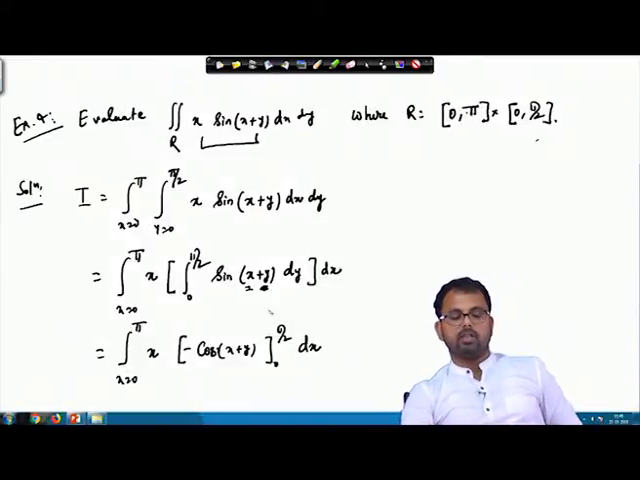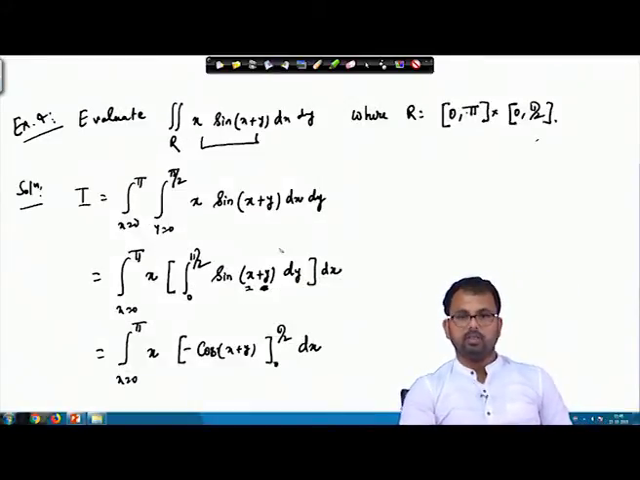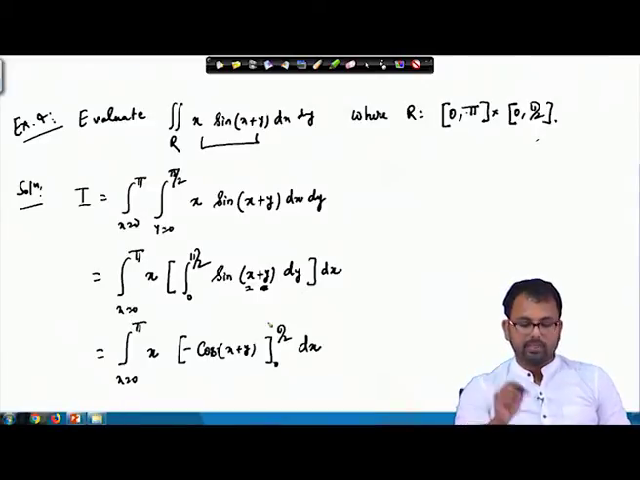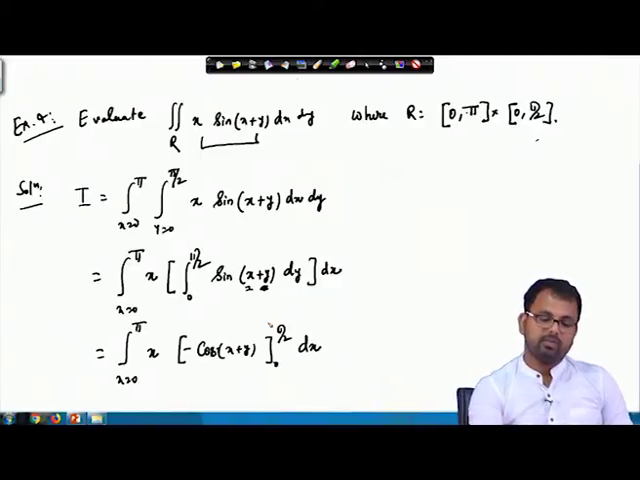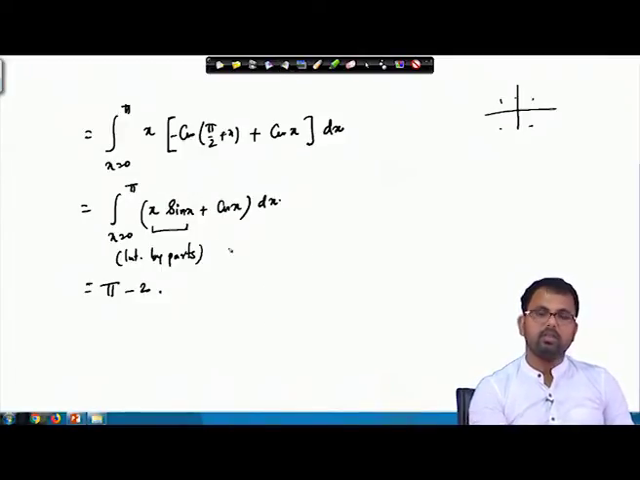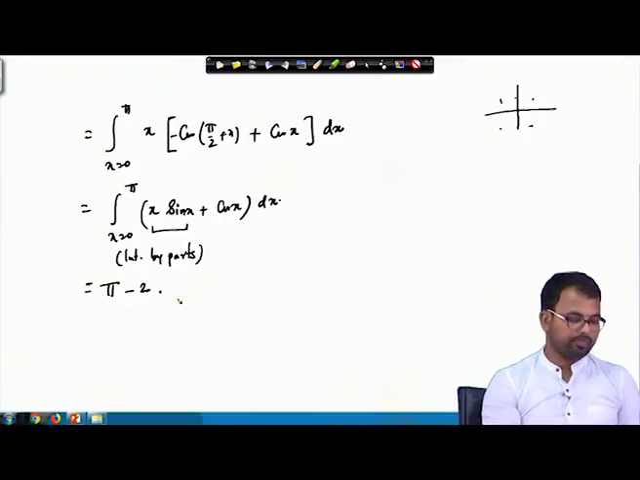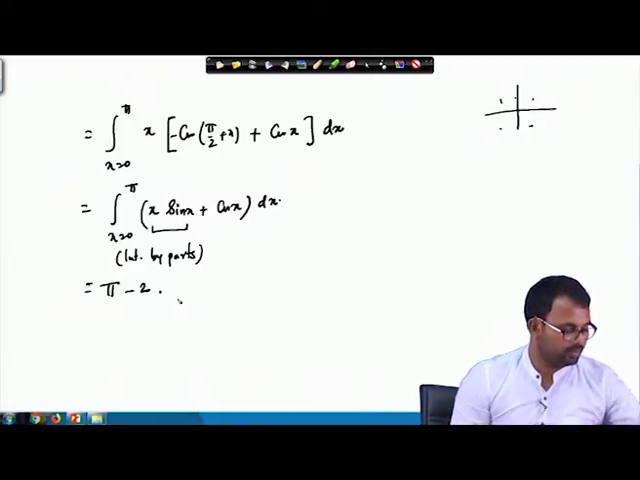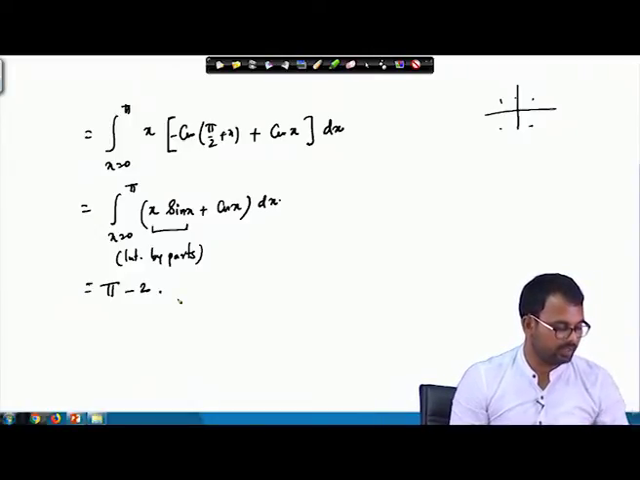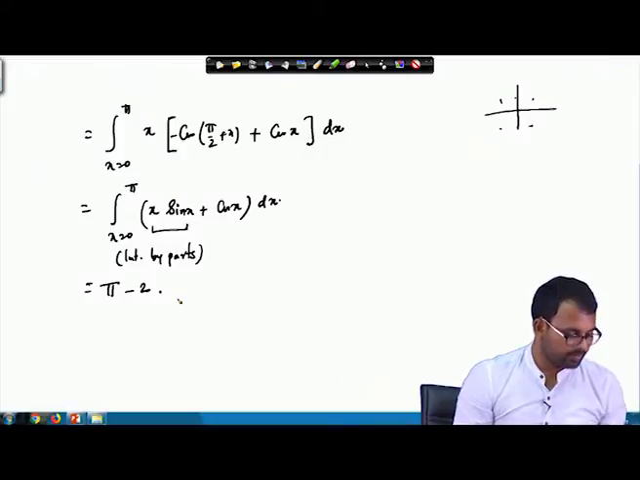So, here also we started with a given double integral. Here we started with treating x as constant, and we integrated with respect to y first, and afterwards we integrated with respect to x. And if you do this integration by parts, then ultimately you will obtain pi minus 2 as the answer. So, this was one such example where we use this repeated integral method.